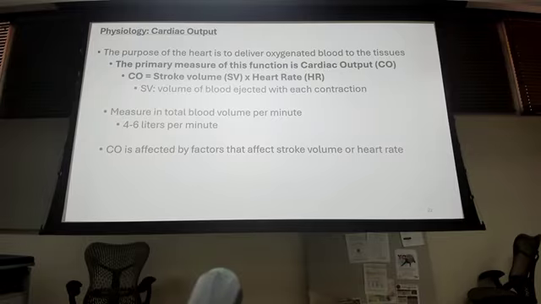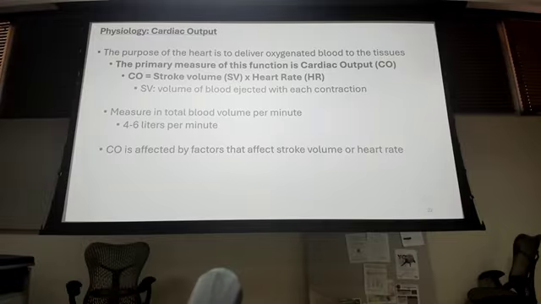Then we went in and started talking about physiology, and how cardiac output is really the functional measurement of the heart. We talked about how, mathematically, we calculate cardiac output: you take the stroke volume, so how much blood was ejected during systole, and you multiply that by heart rate. That way you can get a milliliters per minute equation.